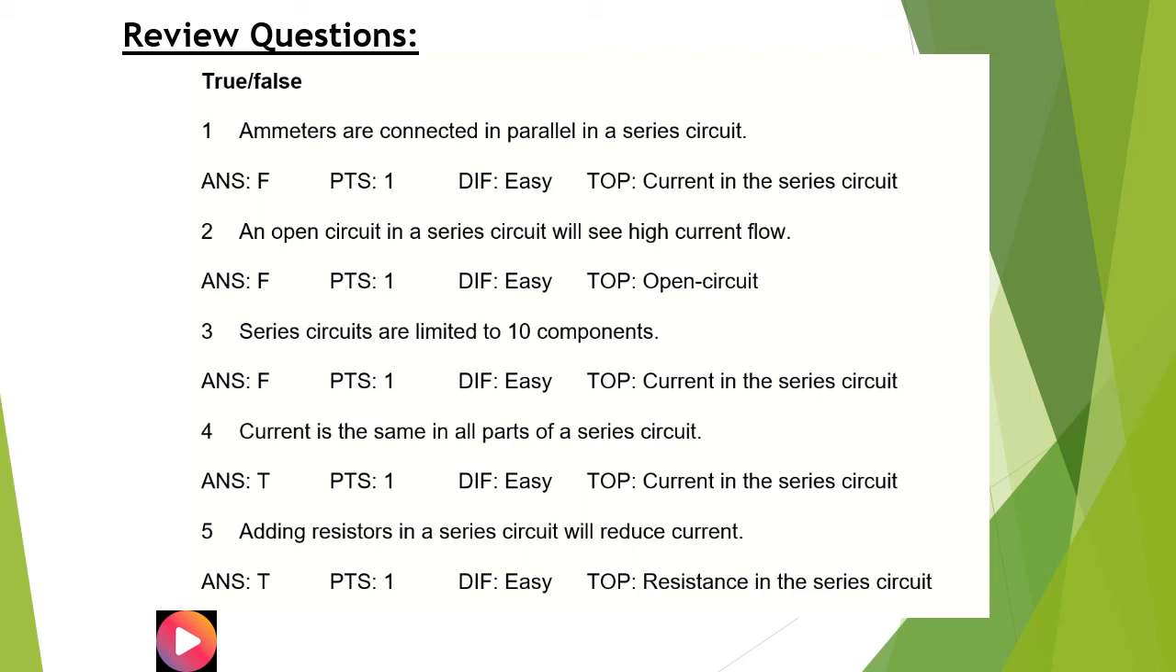Ammeters are connected in series in a series circuit. Is that correct? An ammeter measures the current, or the electron flow. So an ammeter would be connected in series, as the electrons have to flow through the ammeter. So the answer to that would be true.